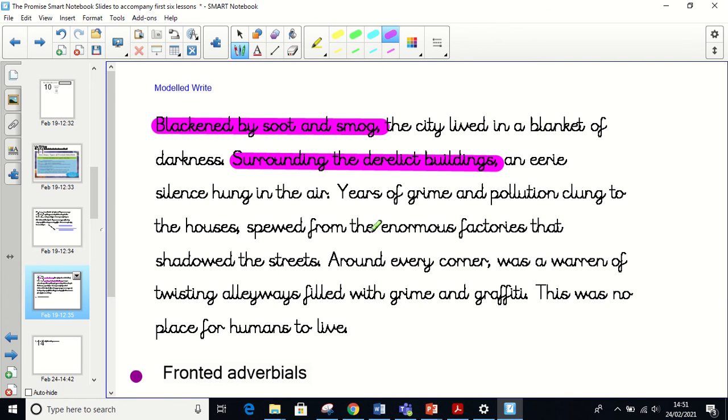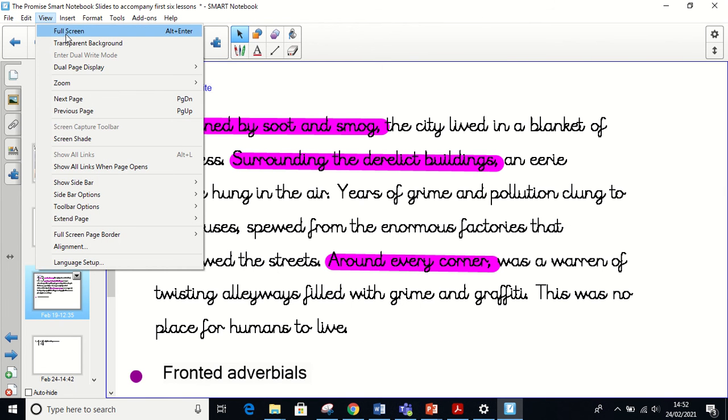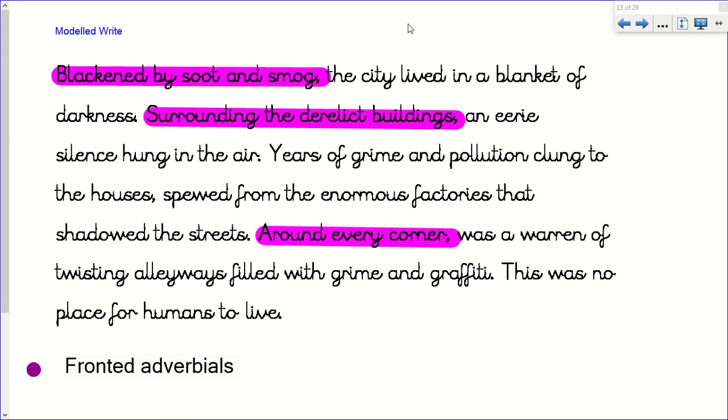I've joined them together. Around every corner, so I've got another fronted adverbial with a comma, was a warren of twisting alleyways filled with grime and graffiti. This was no place for a human to live. Okay, so you can see if I click back onto here, we'll go back to full screen, make it bigger. Okay, and I'll just flick quickly between the two.